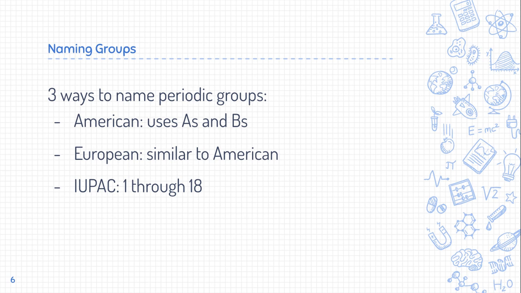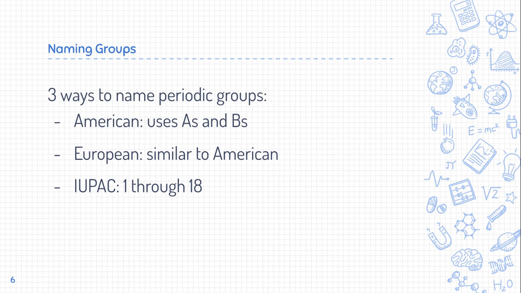So what I said before about groups 1A and 2A and all of that is based on how we name the periodic groups. There are three main ways that these groups are identified. We rely mostly on the American way in chem. That's pretty much the only way that you'll see it. But just know when you see multiple labels over the groups, those are referring to these.